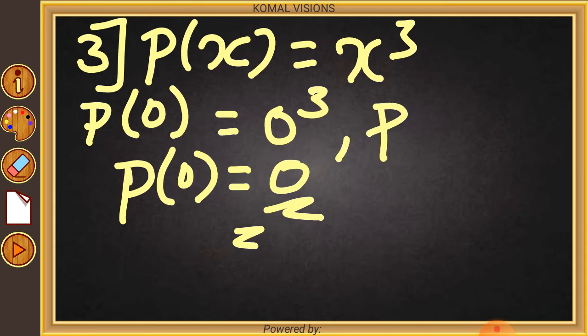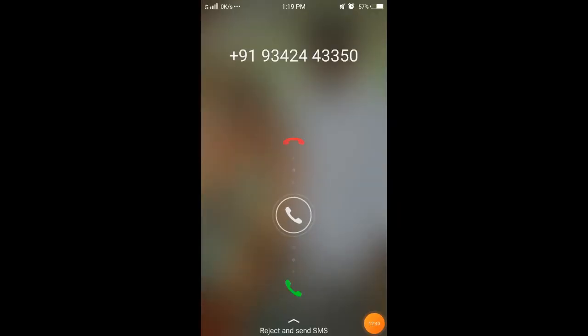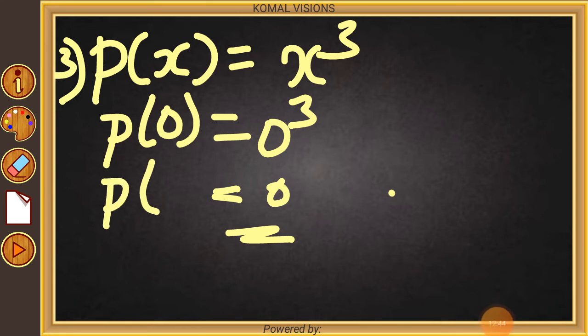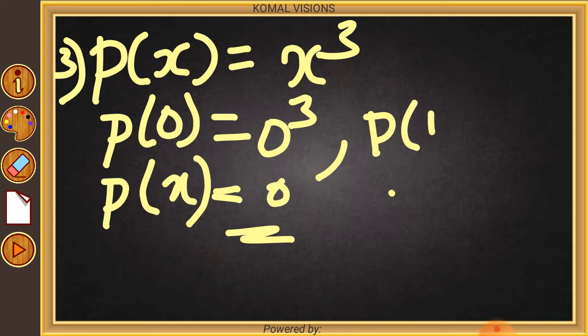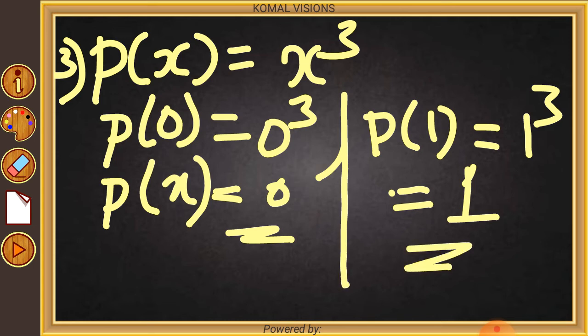And let me just check p of 1 here, which means I should insert the value of x as 1. So for p of 0 we are getting 0. Let me check for p of 1, which is equal to 1 cube. All I did is insert the value of x as 1 here. 1 cube is 1 again, so that is why the value of the polynomial here is 1. Is it okay? For p of 1 and p of 0 I found it here.